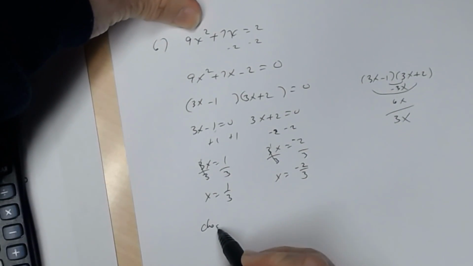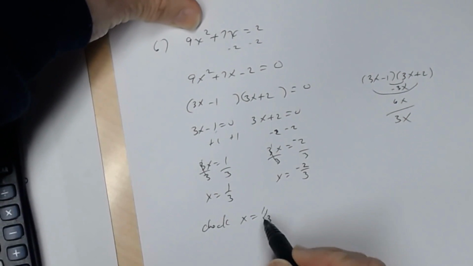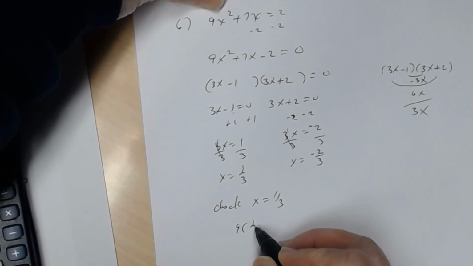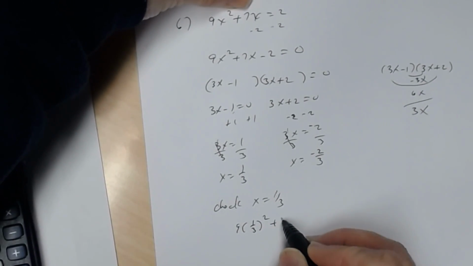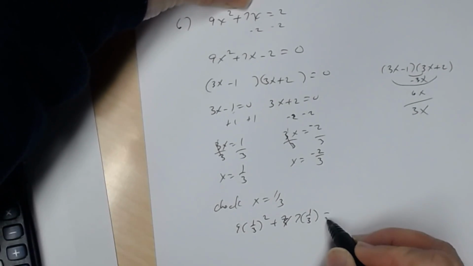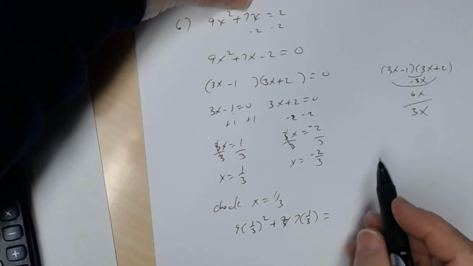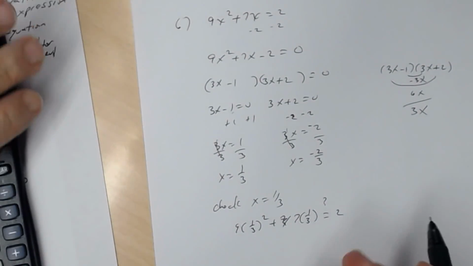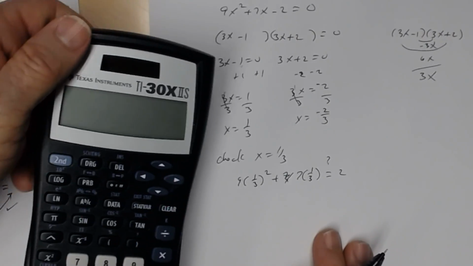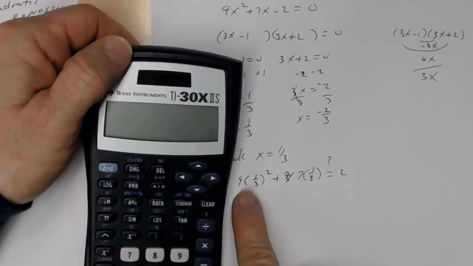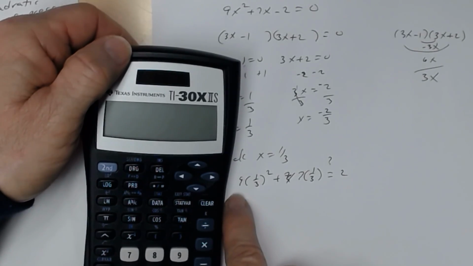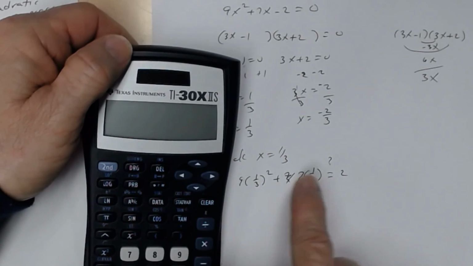So let's check x equals 1/3. Wherever you see the variable x, you're going to substitute 1/3. So I get 9 times 1/3 squared plus 7 times 1/3, and I want to see if that's going to equal 2. You have fractions, don't freak out. You have a calculator. Use your calculator. And don't forget the parentheses. I have parentheses here, so as you read it, you type it in.